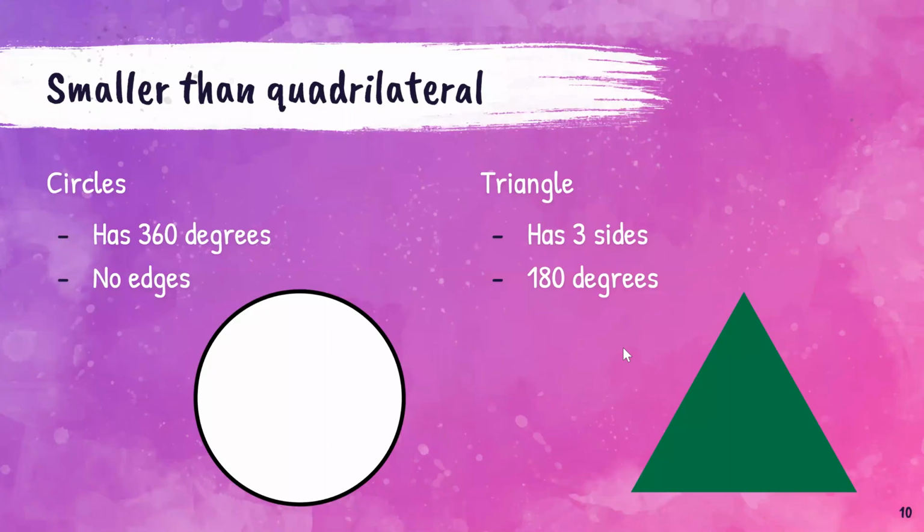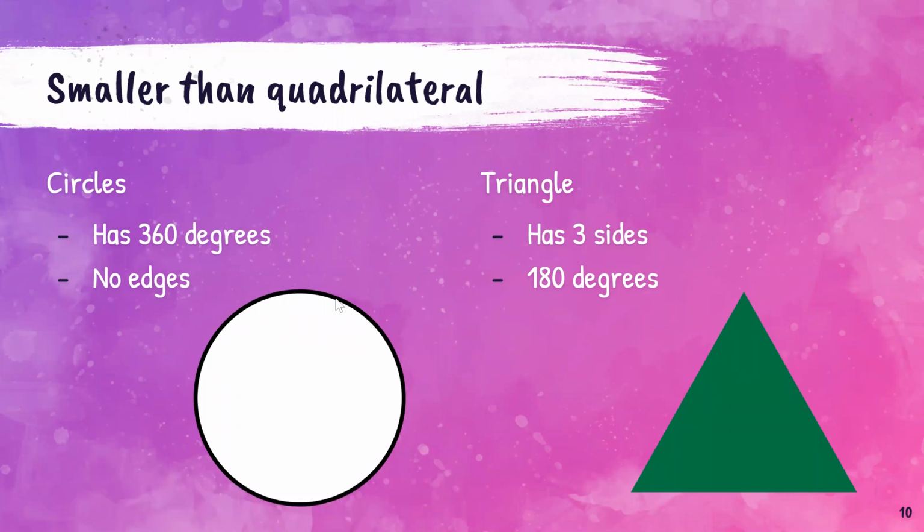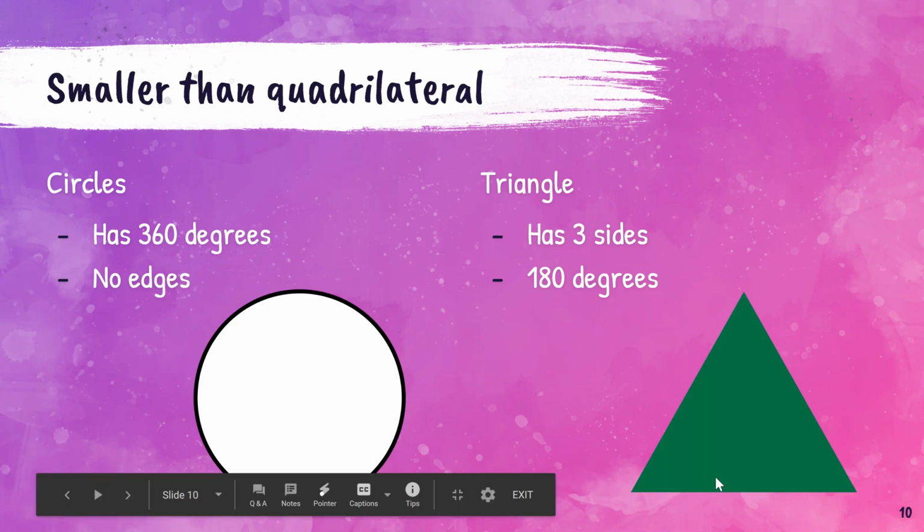Okay, so now the ones that have fewer sides than quadrilaterals. We have a circle. Circles have 360 degrees and they have no sides. Because you don't have a vertex, you can't have a side. A circle is just round. Oh, sorry. And a triangle has 3 sides and it has 180 degrees, and that's it.